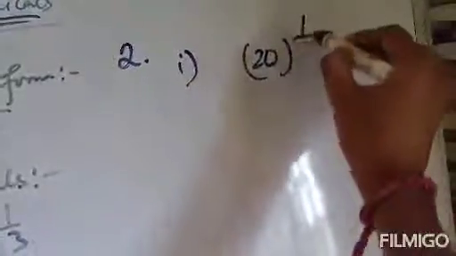That is 20 to the power 1 by 3. First question given, 20 to the power 1 by 3. If you compare 20 to the power 1 by 3 with this form, a to the power m by n, you can easily understand that here a will be 20, m will be 1 and n will be 3. Clear?